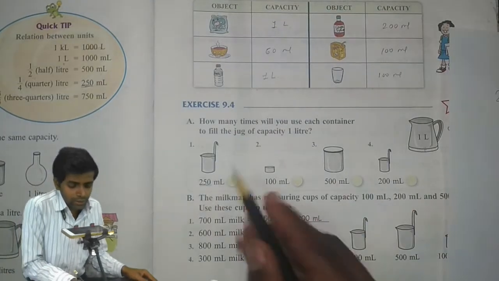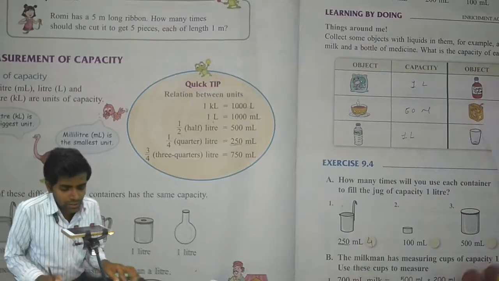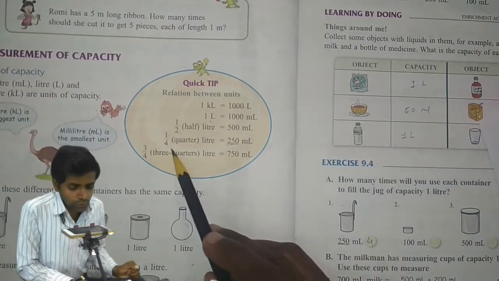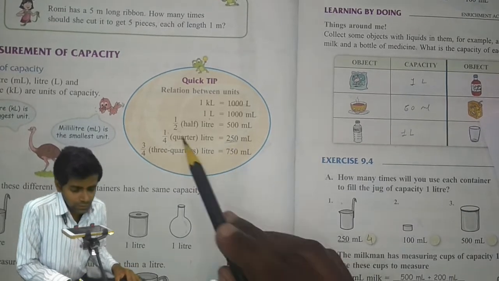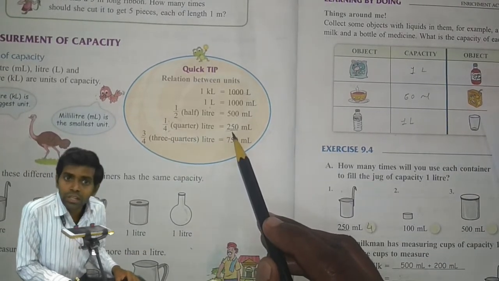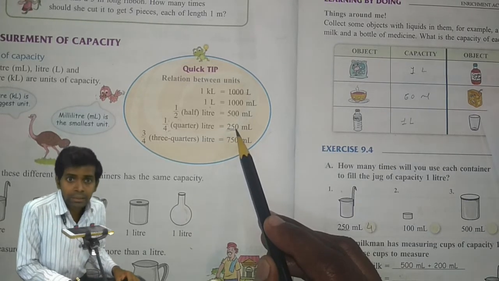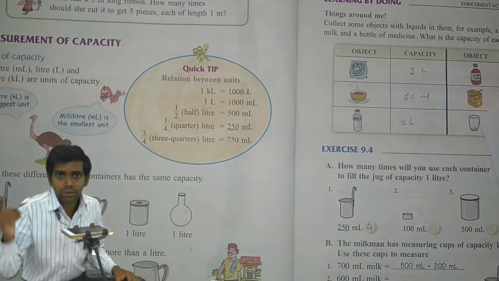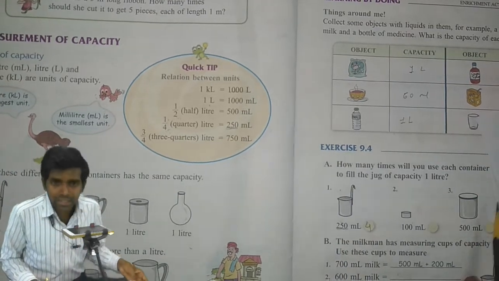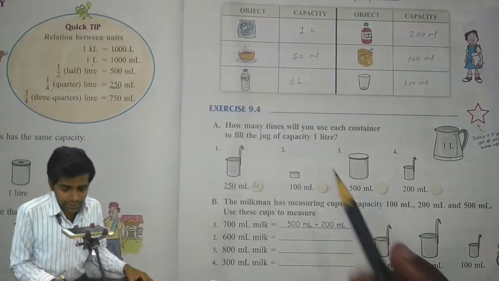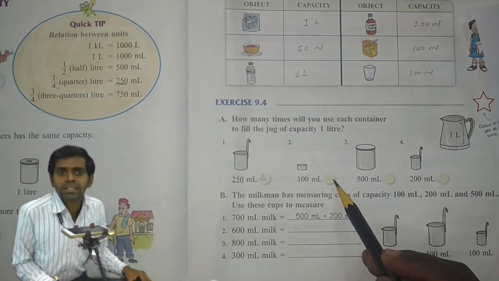So we will write 4 here. As you can see, 1/4 part में कितना चाहिए हम लोगों को? In 1/4 part there are 250 milliliters. So when you multiply by 4, you will get 1000 milliliters, that is equal to 1 liter. Now let's move toward the second one, where the capacity of this small container is 100 ml.